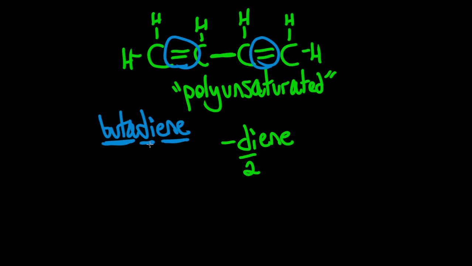Alright, and my formula for this is going to be C4H6, which notice this does not line up with the general formula for alkenes. Okay, the general formula for alkenes is only going to apply to alkenes that are straight chain and have one double bond in their structure.